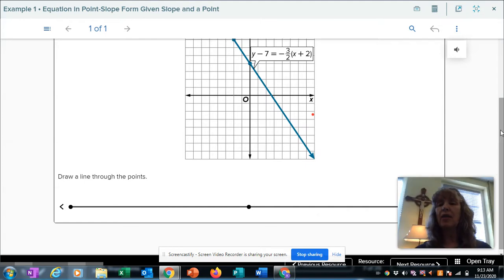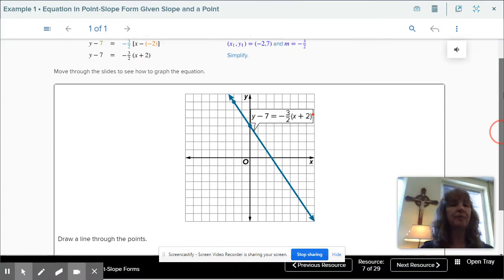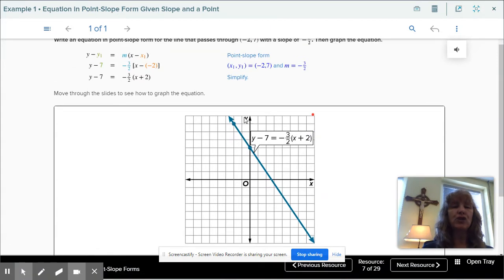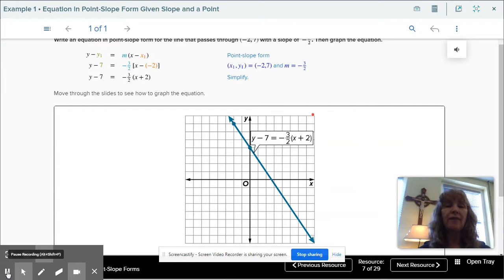So this is the graph of the equation y minus 7 equals -3/2 x plus 2. This is the graph of the equation. And all they did was they started at this point here, and they went down 1, 2, 3 over 2, put their next dot. Next one down 1, 2, 3. Here's where your line passes through, and all they did was graph it. Simple enough. That's the graph of point slope form.